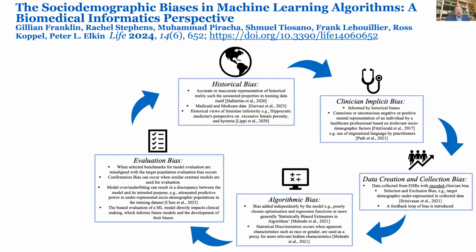And we published a paper with Gillian Franklin, one of our faculty in the department, as the first author. And this was done in the journal Life. And this is about biases in machine learning algorithms. There are lots of types of biases in machine learning algorithms. Most people think about algorithmic bias, but there are many other types of bias that we have to guard against. If you're interested in this topic, this is a great article. I really recommend it.